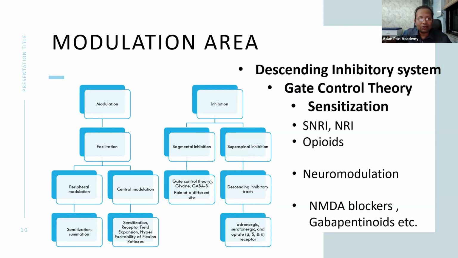Now another thing is gate control theory, glycine, GABA, pain at a different site. Pain at a different site doesn't have any clinical application. If someone has pain in one hand, you cannot cause increased pain in the other hand so that he doesn't get pain in that hand. So this doesn't have a clinical application. But gate control theory is a segmental inhibition, so it has an application.